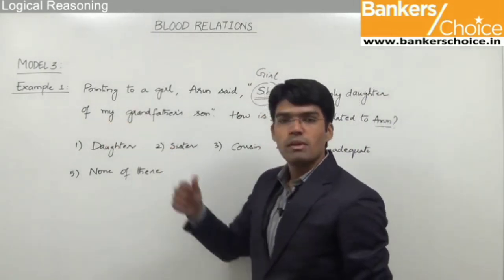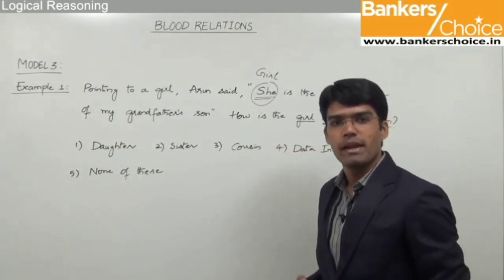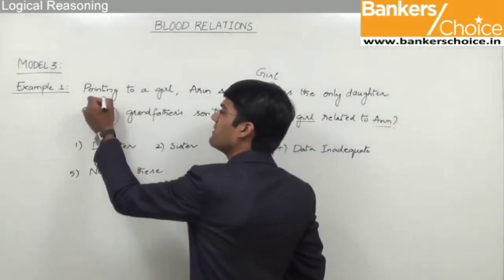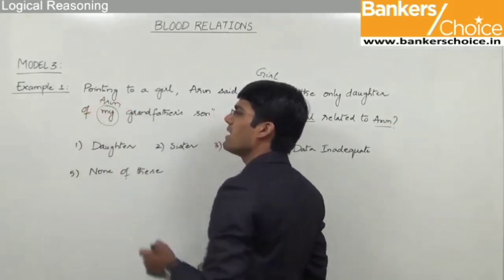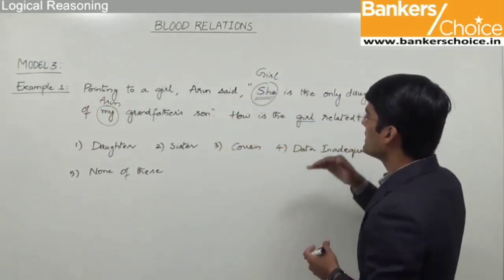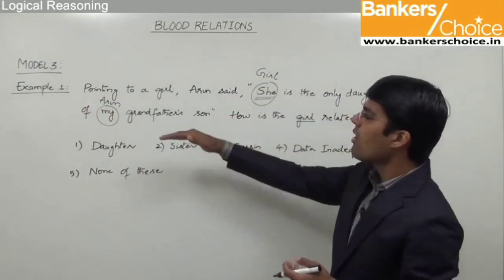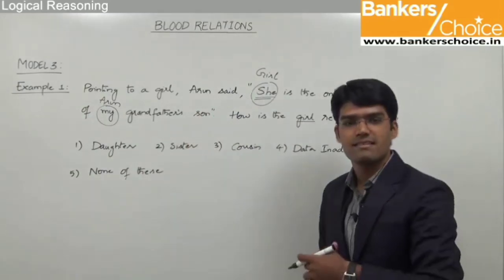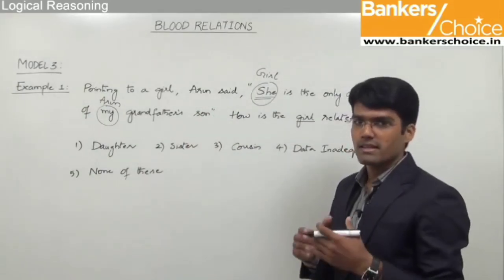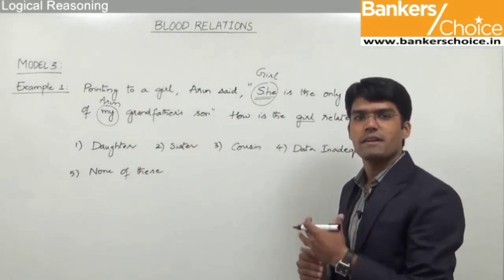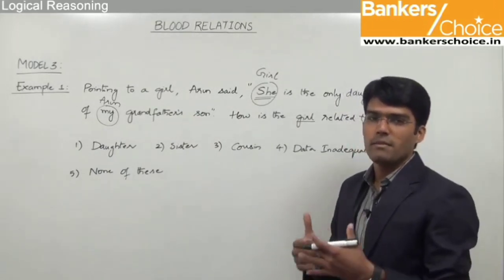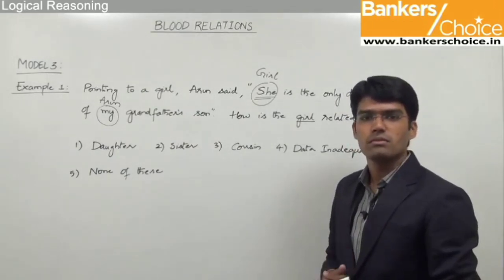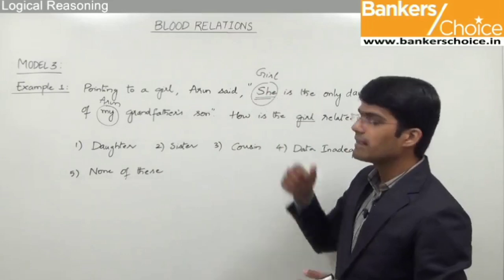And my should be Arun, as this statement is said by Arun. So this person my is nothing but Arun. So now the statement becomes the girl is the only daughter of Arun's grandfather's son. What we can do here is cut short the given statement into different parts and then frame a simple statement which can give you the relationship between Arun and the girl.